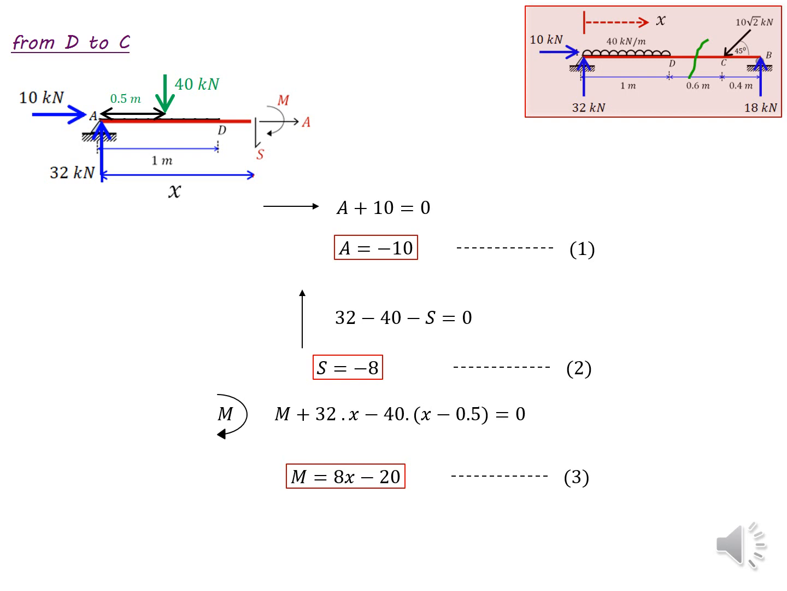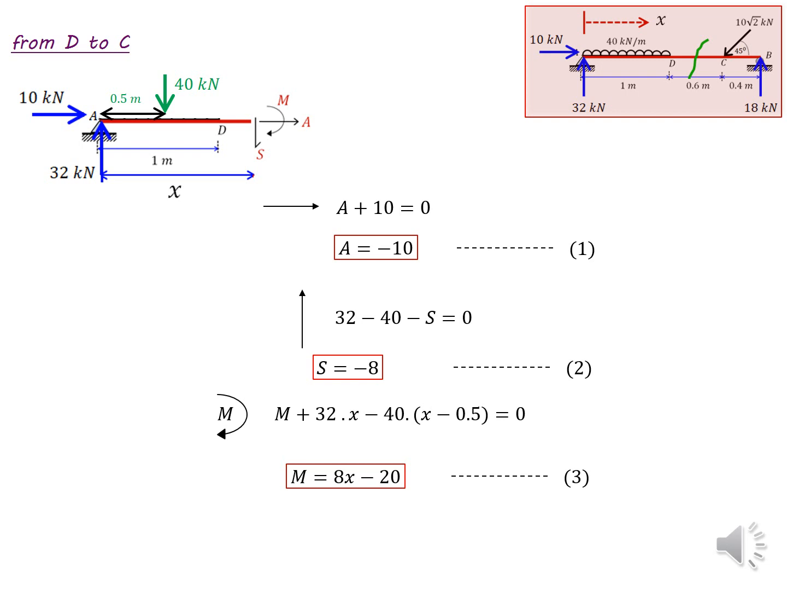And the moment at the point where we cut the structure, we get as we did before. We consider clockwise as positive. So M and 32 times X and 40 times the length to the load 40. Now what is the length to the load 40 from the point where we cut the structure? The total length we consider as X, and the load acting from point A is 0.5 meters. So you can get the distance as X minus 0.5 as the distance from the cut end to the 40 kilonewton load.